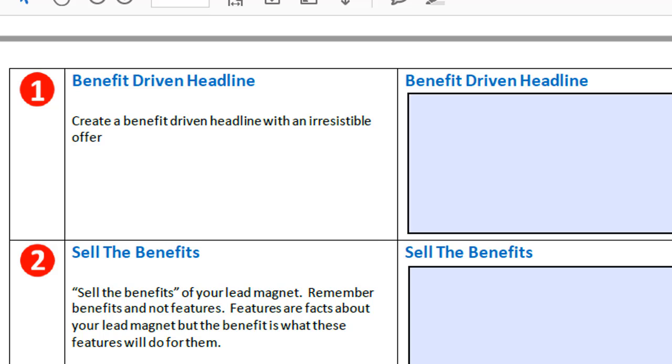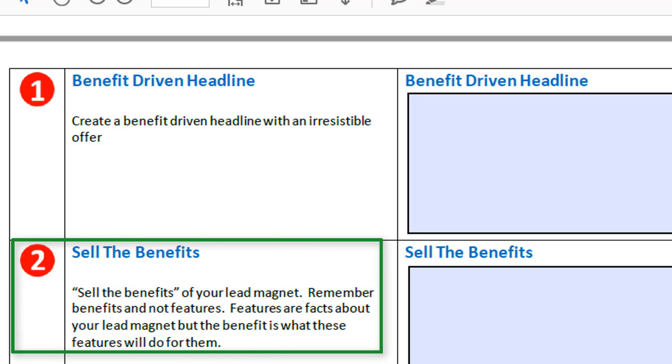Then the next thing is where you actually want to sell the benefits. Now, even though you're giving away something for free, remember that you still need to make a serious attempt to sell the benefits, because people don't just give an email address to every single Tom, Dick, and Harry. They really have to be convinced that it's going to be worth their while. And the way we do this is we sell the benefits, not the features. We'll speak about features and benefits a little bit later on when we look at the funnel itself. But really, features are just facts about your particular product or your lead magnet. But the benefits are what they're going to get out of it when they actually download it.